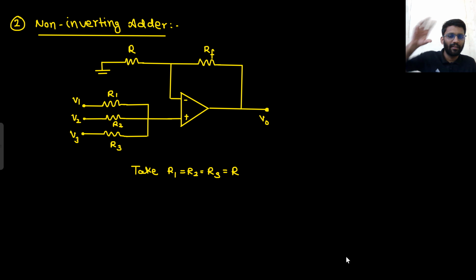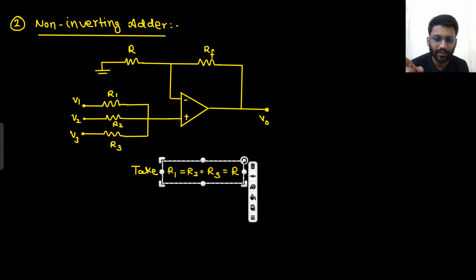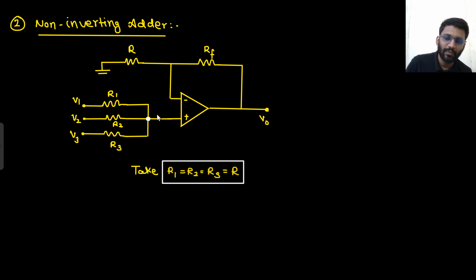Let's see the non-inverting adder. Why is it non-inverting? Because your inputs are applied at the non-inverting terminal. And the condition is already given, that R1 is equal to R2 is equal to R. So what I am going to do is assume this node is V. If this node is V, this node will also be V. That means there is V by R current here. If there is V by R current here, the same current will be flowing here because here there is 0 ampere current.